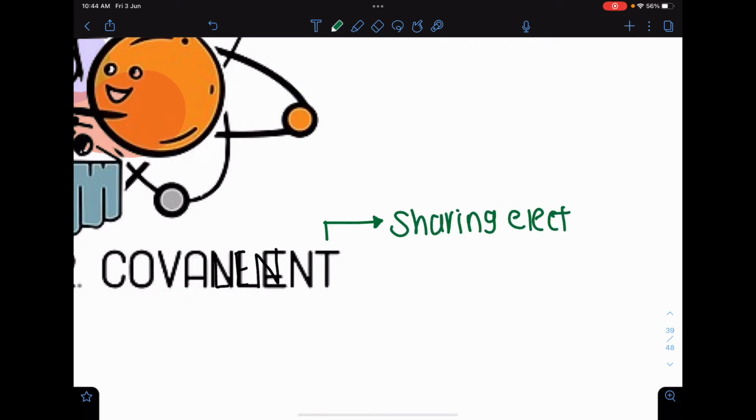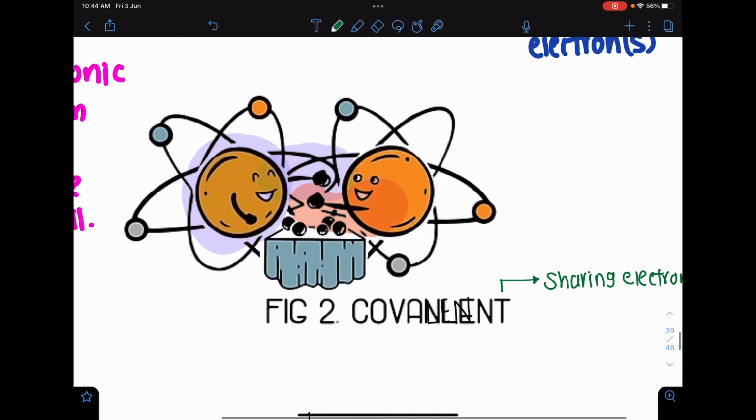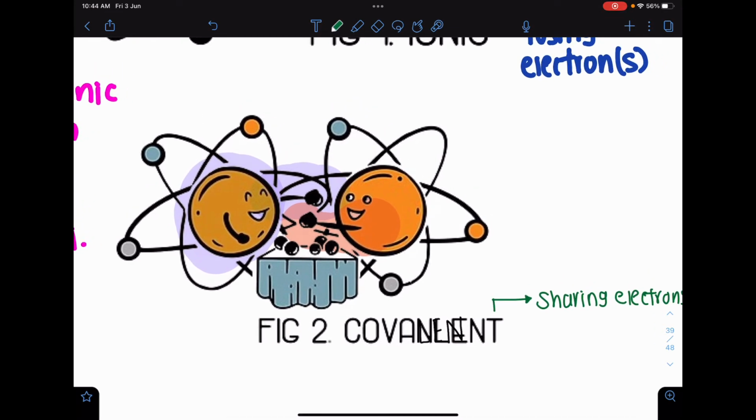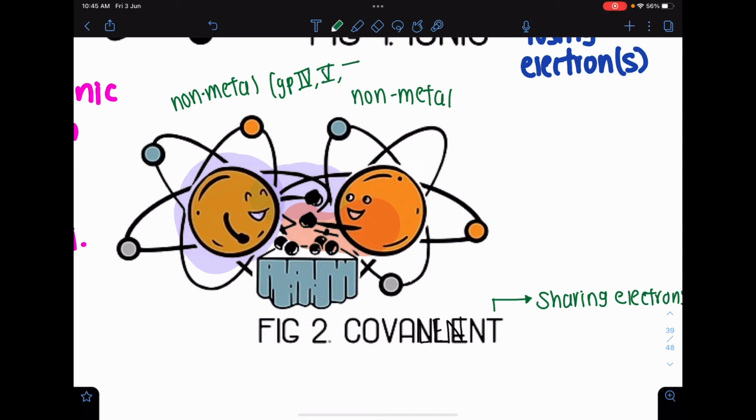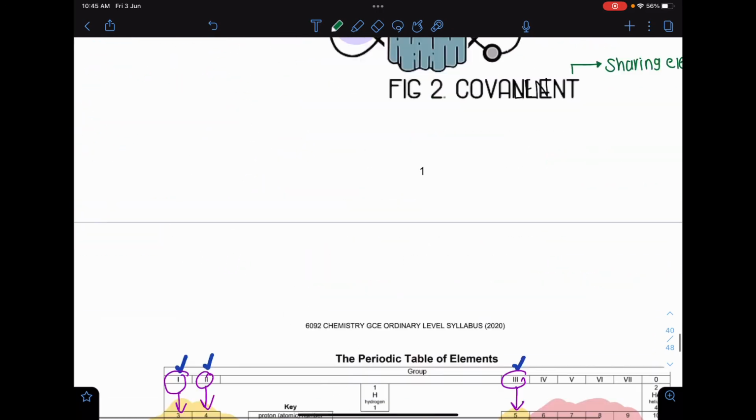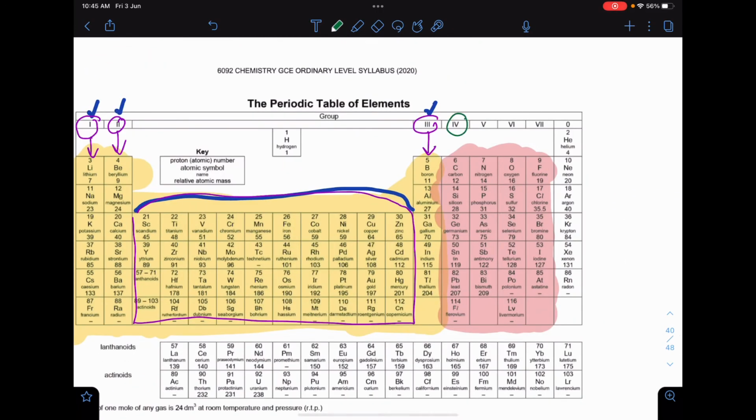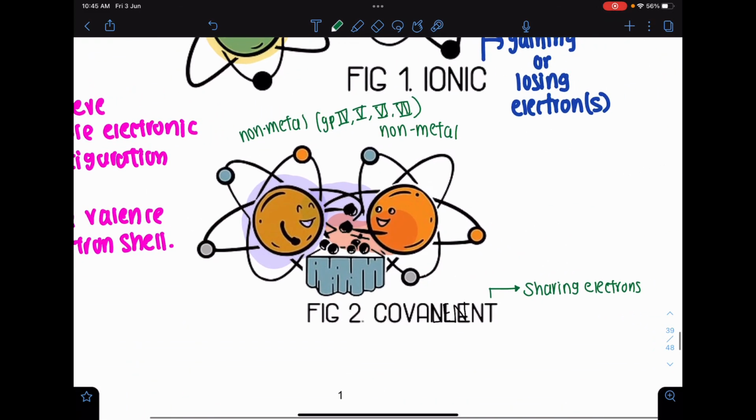So in this very cute cartoon, you would see these two atoms, this purple and this orange atom, sharing a pair of electrons. So what type of atoms undergo covalent bonding? Both of these atoms have to be non-metals. What do non-metals mean? That means they have to be either group 4, group 5, group 6 or group 7. Taking a look at the periodic table, that means everything highlighted in pink, group 4, 5, 6, 7. These are the atoms that can undergo covalent bonding.